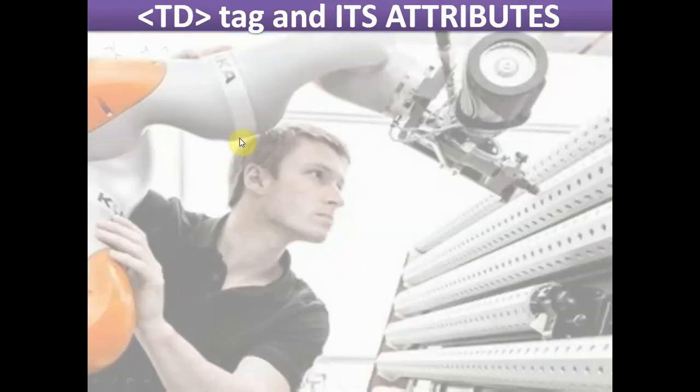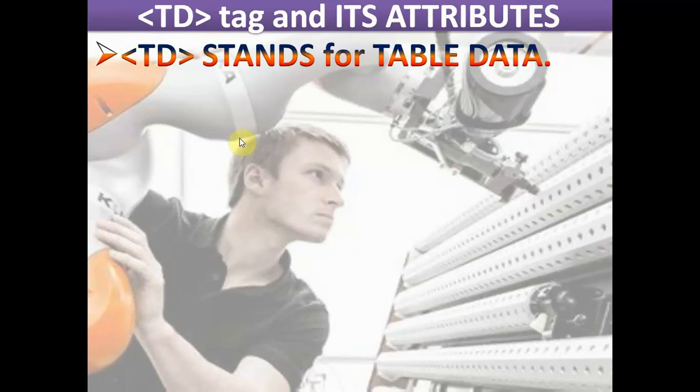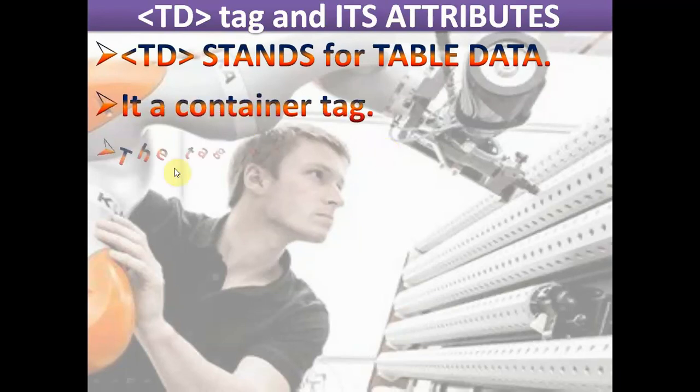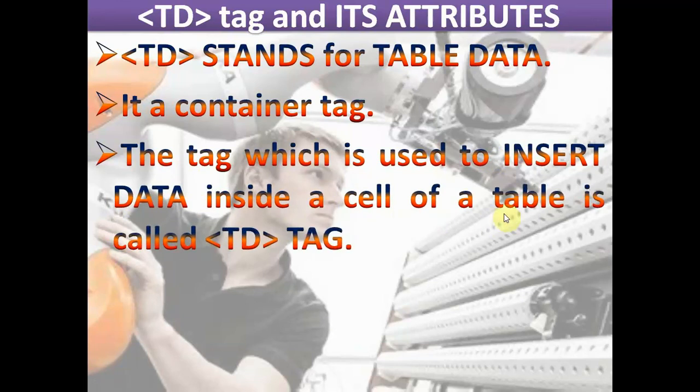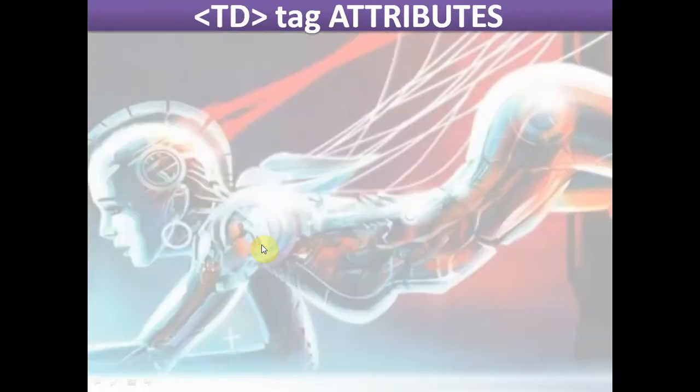Now next, TD. First of all you have to understand the full form of TD. TD means table data. It is also a container tag. The tag which is used to insert data inside a cell of a table is called the TD tag. Now you have to see the different attributes of the TD tag.